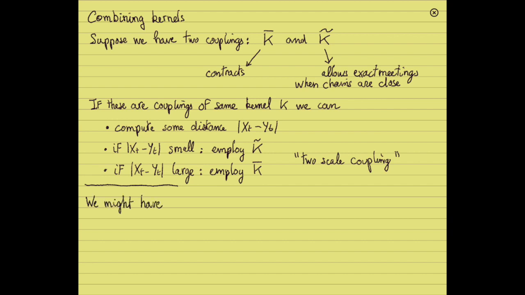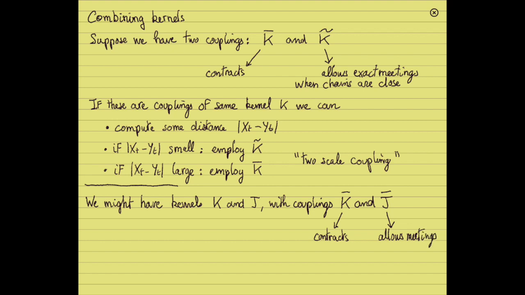Another scenario, slightly different, is when we have two different kernels. For example, we have a Hamiltonian Monte Carlo kernel K and a Rosenbluth-Teller-Hastings kernel J. And we have a coupling for each, so K bar, which is, for example, common random numbers of Hamiltonian Monte Carlo, and J tilde, which is, for example, maximal coupling of the proposals in Rosenbluth-Teller-Hastings. Thus, the latter allows exact meetings.